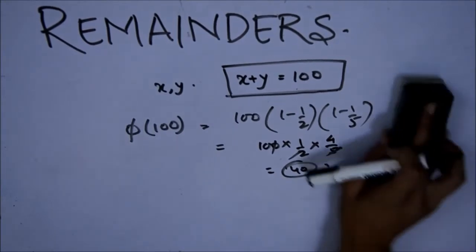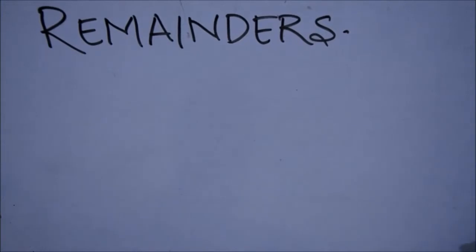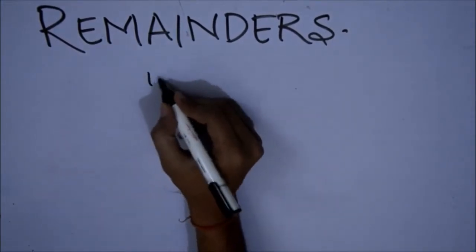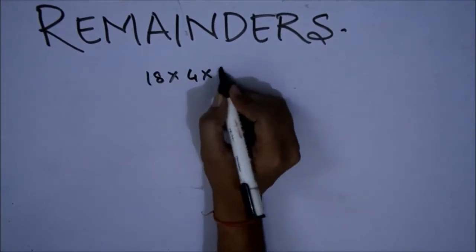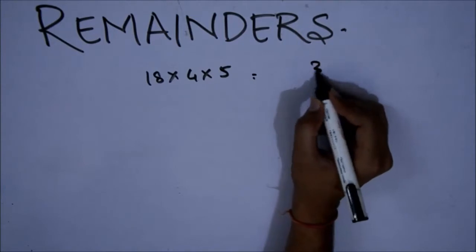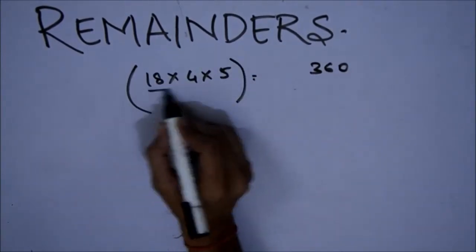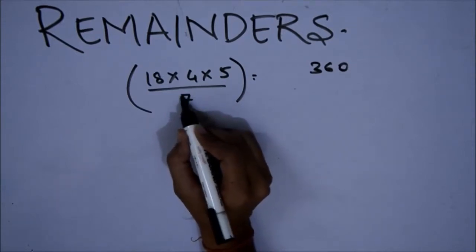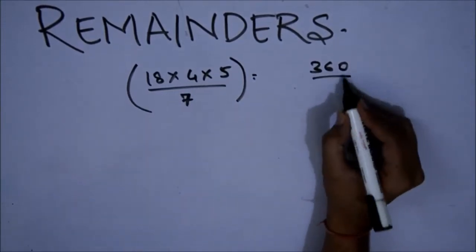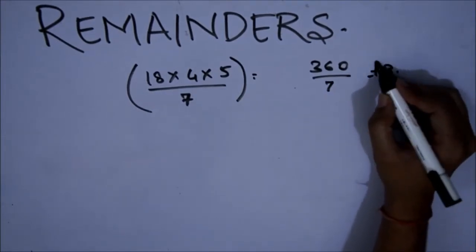Okay, so now once we know this concept of phi n, let's move on to how to find remainders. Suppose there is a number 18 into 4 into 5. What is 18 into 4 into 5? It will be 360, right? Now suppose we have to calculate the remainder when this is divided by 7. It is simple, 360 by 7, and this will give you 3 as remainder.